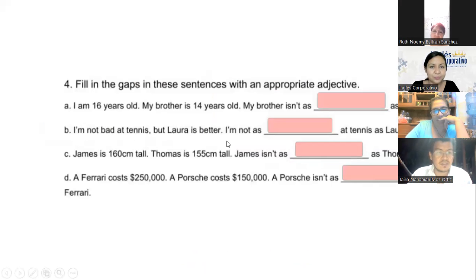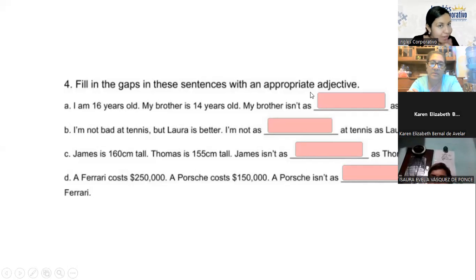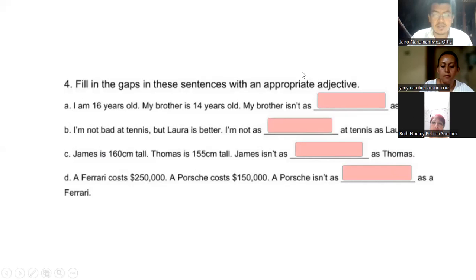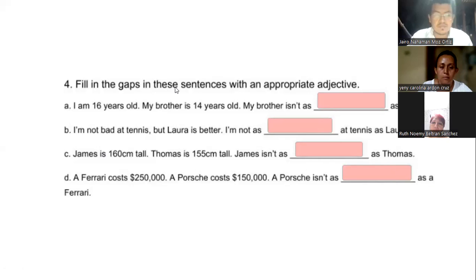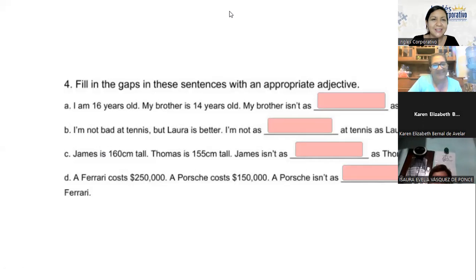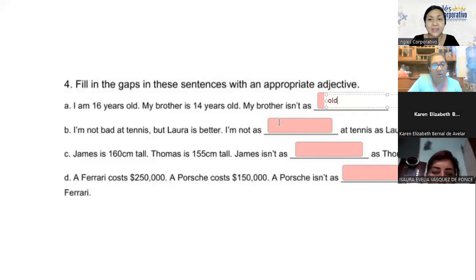Okay. Now, it's getting more difficult. Just kidding. Fill in the gaps in the sentences with an appropriate adjective. A volunteer for letter A, a volunteer for letter B, a volunteer for letter C, and a volunteer for letter D. Letter A. I am 16 years old. My brother is 14 years old. My brother isn't as old as me. Exactly, old. Isn't as old as me. I am older, right? Because I am 16.